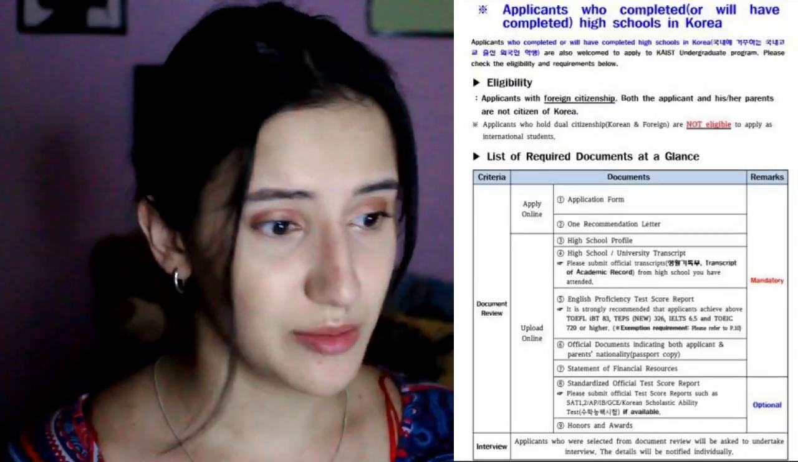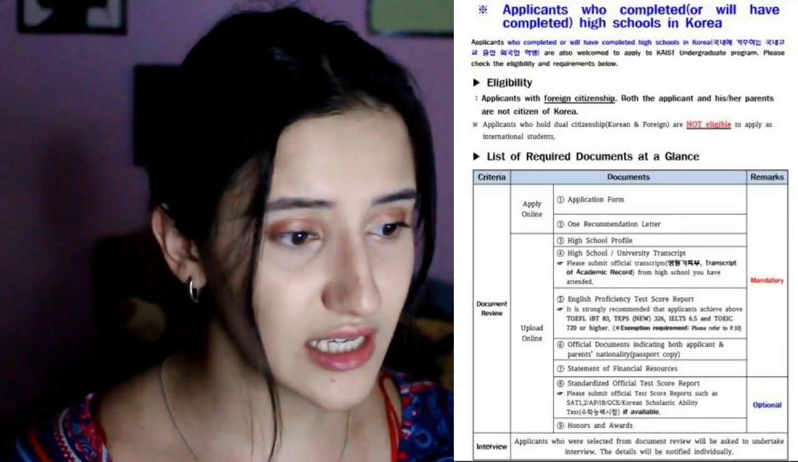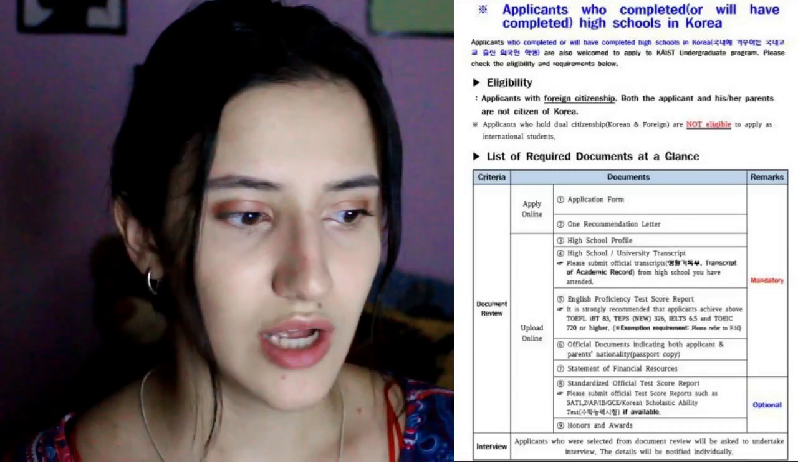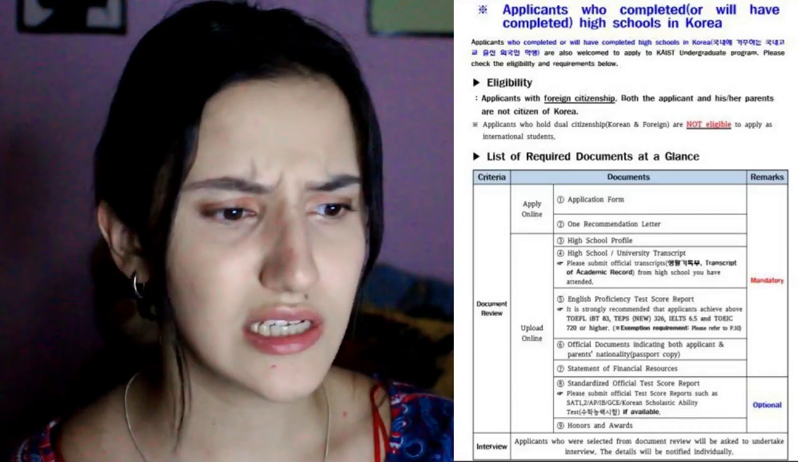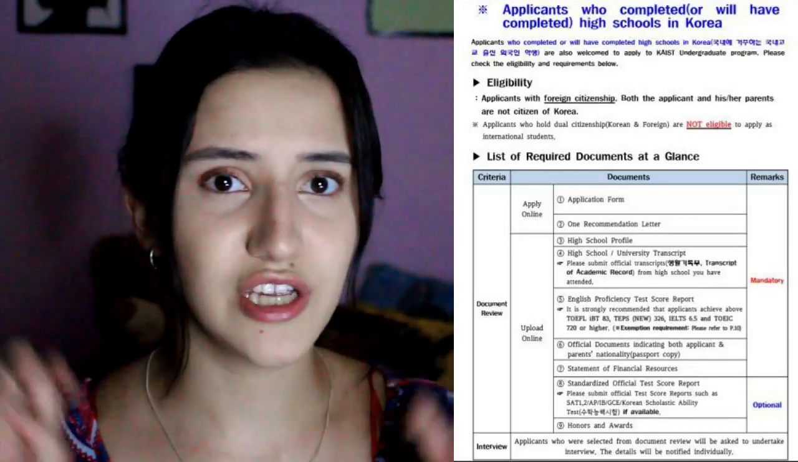Those are the most important documents that you need. But if you graduated or are going to graduate from a Korean high school in Korea but you're international, the required documents and the eligibility are literally the same. Also, KAIST mentioned that all the international schools in Korea are not considered international schools.